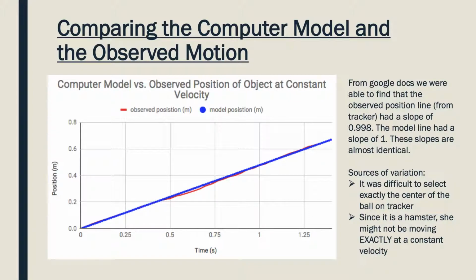Here is the graph where I compared the slope of the graph created by the computer model and the graph created by the Tracker model. As you can see, there are slight variations. This is due to it being hard to predict the center of the ball and to the hamster not being able to move at a constant velocity because it is a hamster. As you can read, their slopes are almost exactly the same, so we can say the object is moving at a constant velocity.